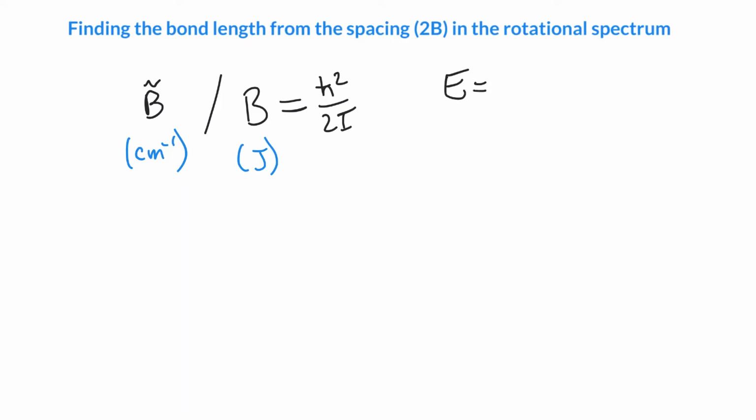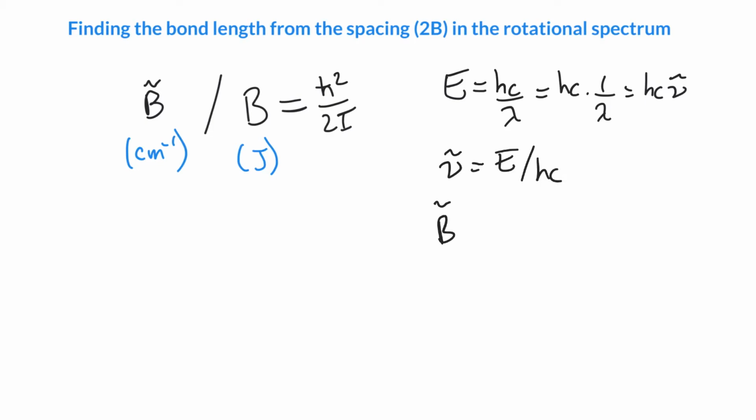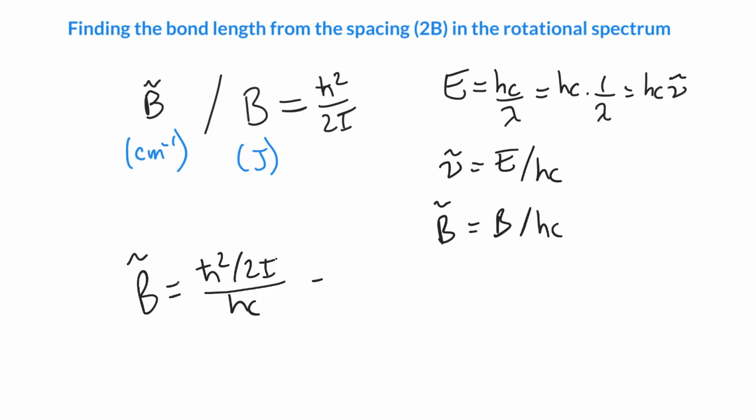You can take the energy of a photon, E equals hc over lambda. That is the same thing as hc times 1 over lambda, which of course is hc times the wave number. So if we want to convert into wave numbers, we can just take the energy and divide by hc. So that tells us that B in wave numbers is really just B in energy units divided by hc. So that is what we need to play with here. So we know B is ħ squared over 2I divided by hc. So that is h over 2π, all squared, divided by hc and another 2I.